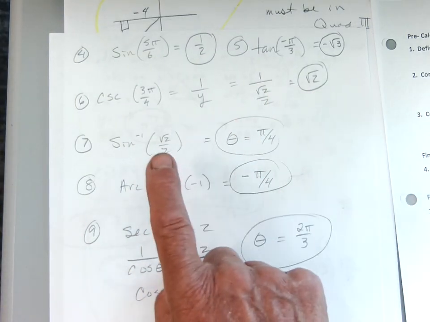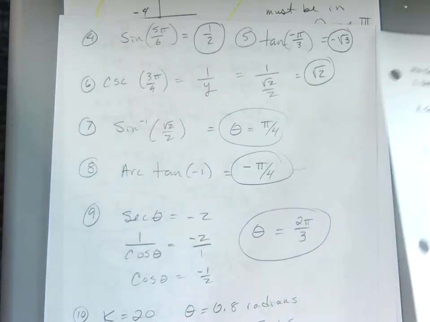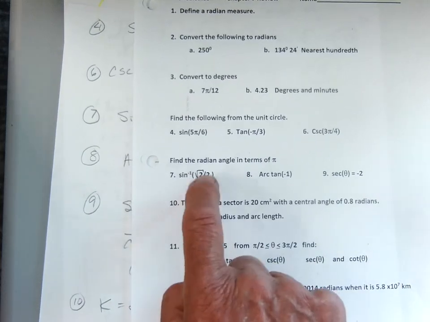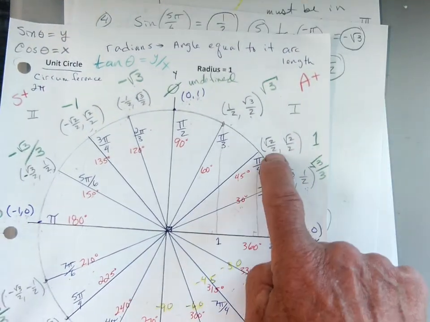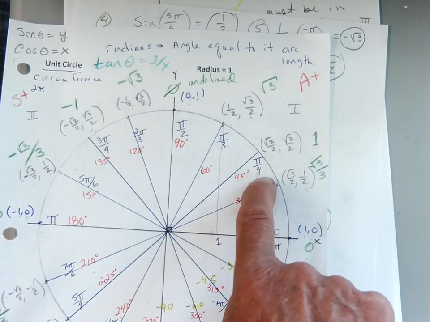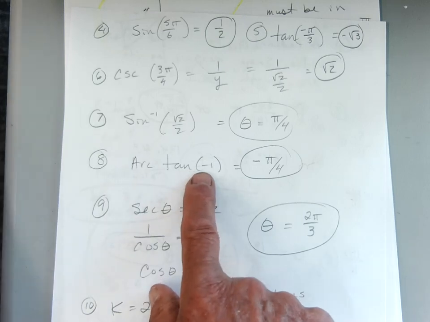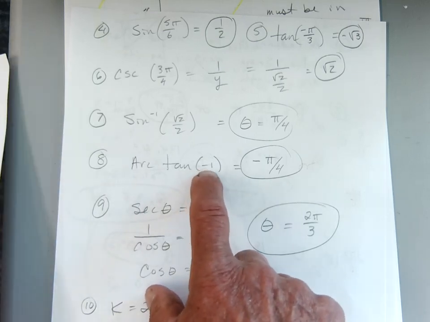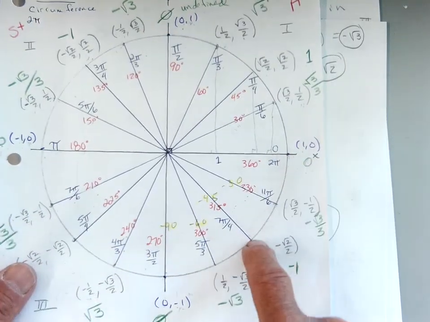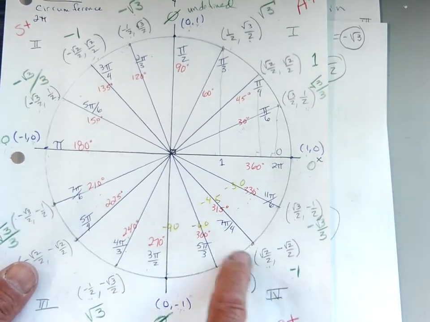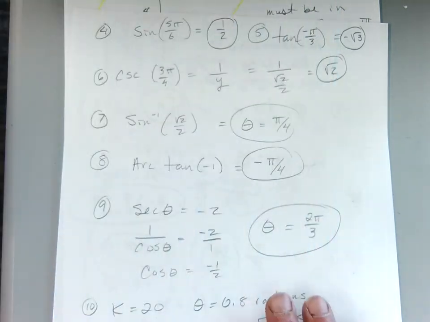Okay. Sine inverse, 7. If I want the sine inverse of square root of 2 over 2, I'm looking for an angle, and I'm given a y value. So y value square root of 2 over 2 is here. The angle is pi fourths. Okay. Arctangent, so I'm looking for an angle, but I need the tangent value of negative 1. It's here, and it's here. This one's closer, so it's going to be not 7 pi fourths, but negative pi fourths.